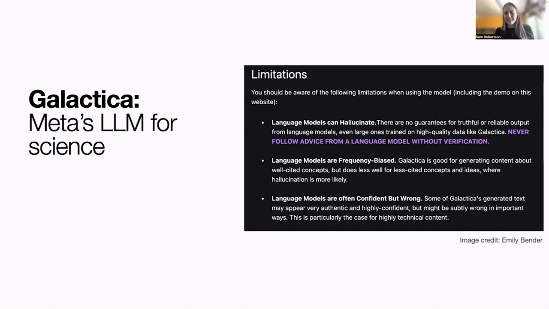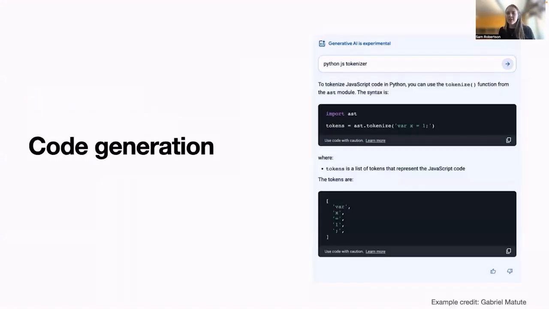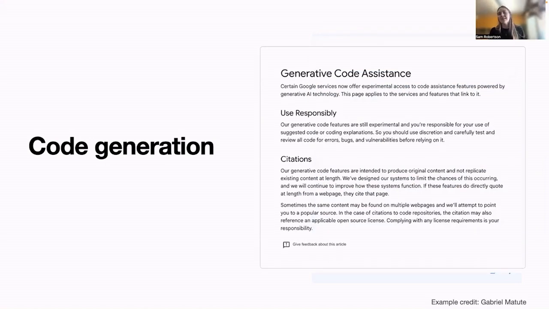Now, this is not really the best example because this was taken down pretty quickly because people realized that an LLM for science isn't very useful if you can't rely on its output ever. But if we go back to that code generation example, this was just from last week. And if you look at the fine print here, you see it says use code with caution. And I don't really know what that means, so I clicked on learn more. And it says use responsibly. Generative code features are still experimental, you're responsible for your use, okay? So use discretion and carefully test and review all code. Good, fair enough, we should always be testing and reviewing our code.